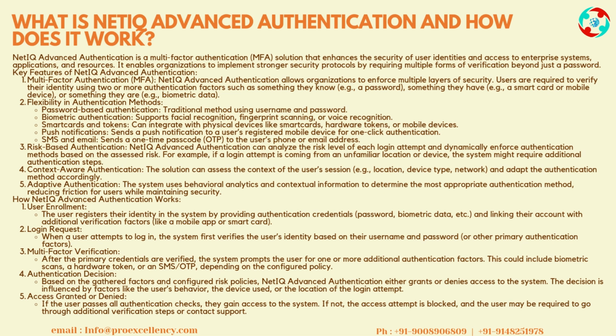User enrollment. The user registers their identity in the system by providing authentication credentials, password, biometric data, etc., and linking their account with additional verification factors like a mobile app or smart card. Login request. When a user attempts to log in, the system first verifies the user's identity based on their username and password, or other primary authentication factors.